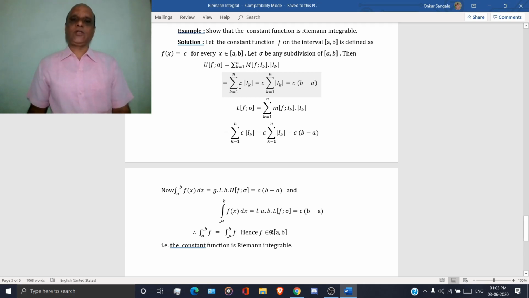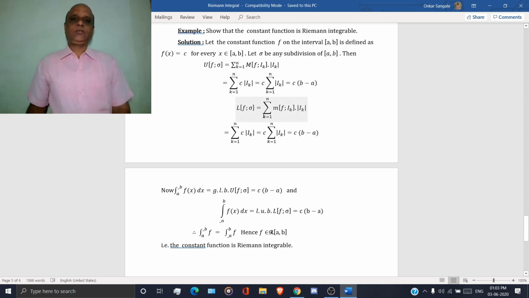Clearly c is a constant, so we take it outside the summation sign, and we get c times the summation k equal to 1 to n of the length of I_k. Now this summation of the lengths of I_k from 1 to n is the sum of all the component intervals of [a, b], and therefore we get b minus a. So the upper sum is c times (b minus a).